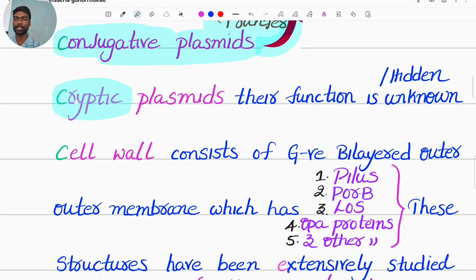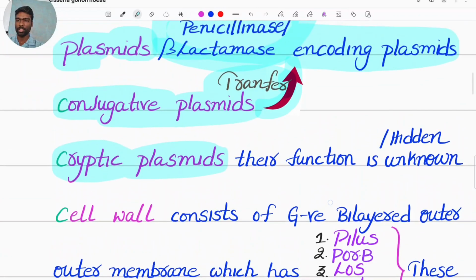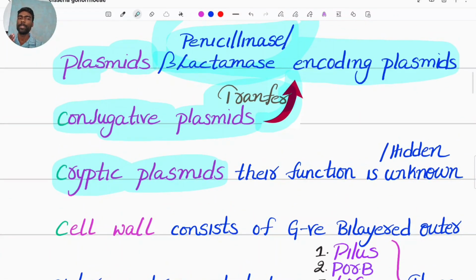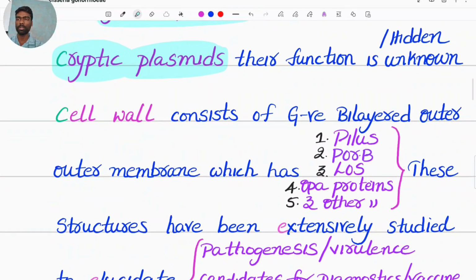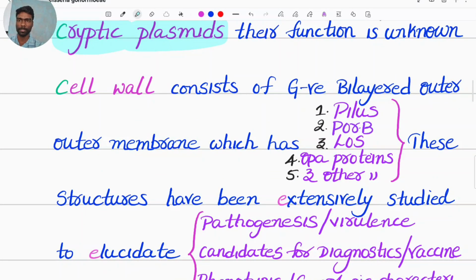Cryptic plasmids, which means their function is hidden or not known. Three types of plasmids are there. One is the beta-lactamase encoding plasmid, providing resistance against penicillins. Then the conjugative plasmid, which helps in transfer of this plasmid. Then the cryptic plasmid, we don't know what function it has. It is conserved.